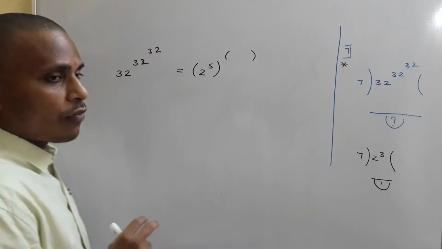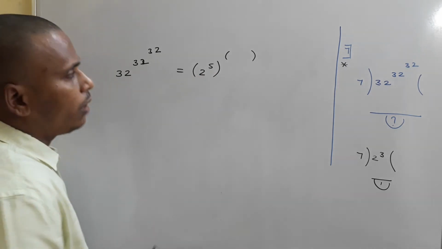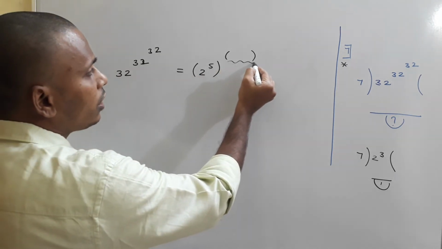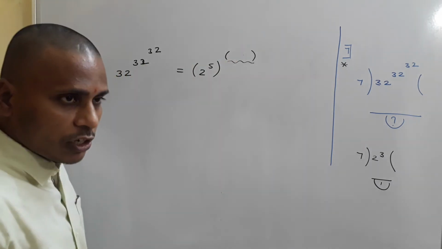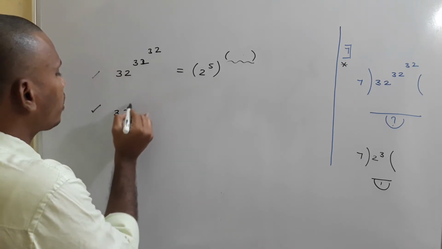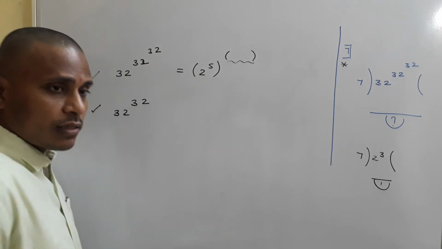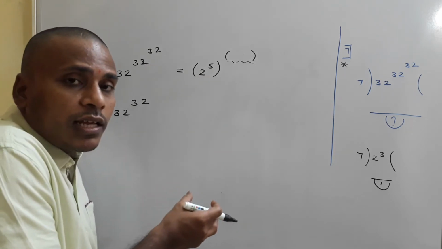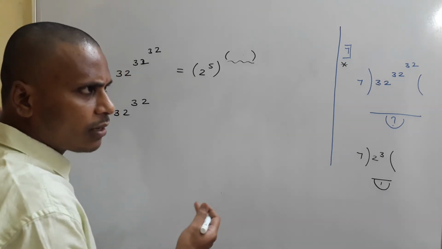So as a part of trial, since it is 2 power 5, in this 5, 3 is not available. So we need to search for 3 in this number. This is simply nothing but 32 power 32, right? So first of all, we need to pay attention to 32 power 32. You just try to express this number as some 3 multiple plus something like that.